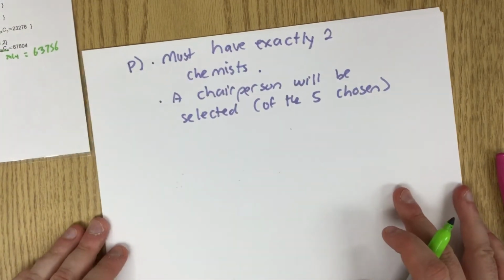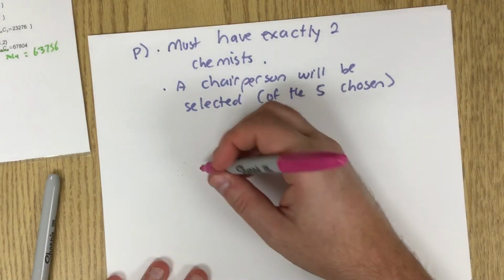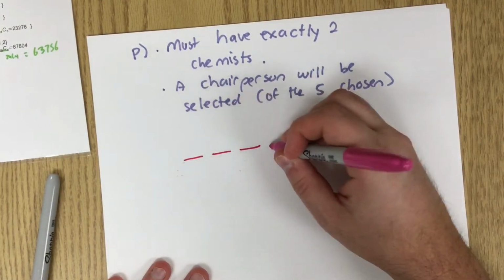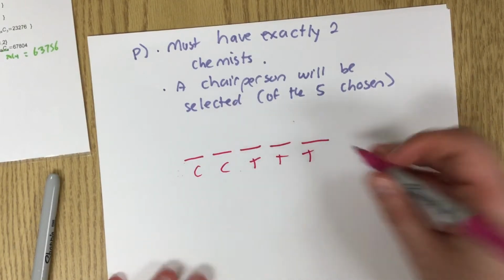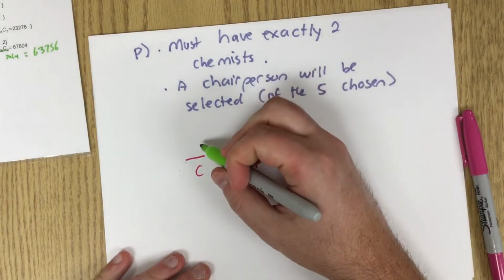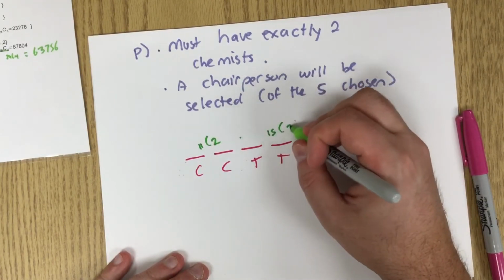Okay, I skipped O. I guess we're going right to P. I don't like O. It looks too much like a 0. Must have exactly 2 chemists and a chairperson will be selected. So it starts off pretty easy. We have to have exactly 2 chemists and 3 technicians. So it's going to be 11 choose 2 times 15 choose 3.